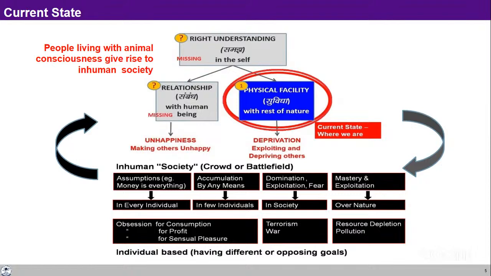So they try to dominate. They try to exploit others. So it will contribute to the fear in the society. So mastery and exploitation over nature. They won't think about mutual fulfillment. They won't think about the harmony of nature.